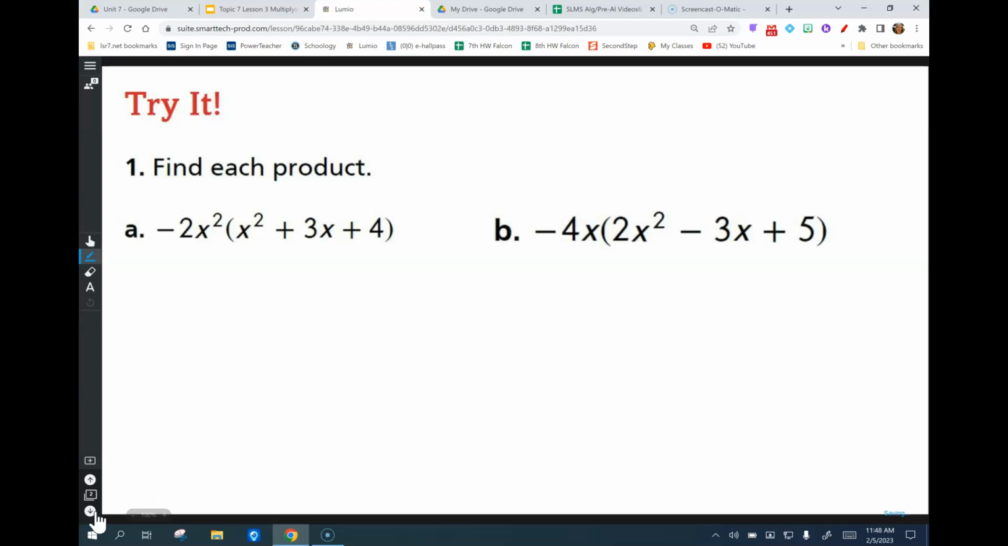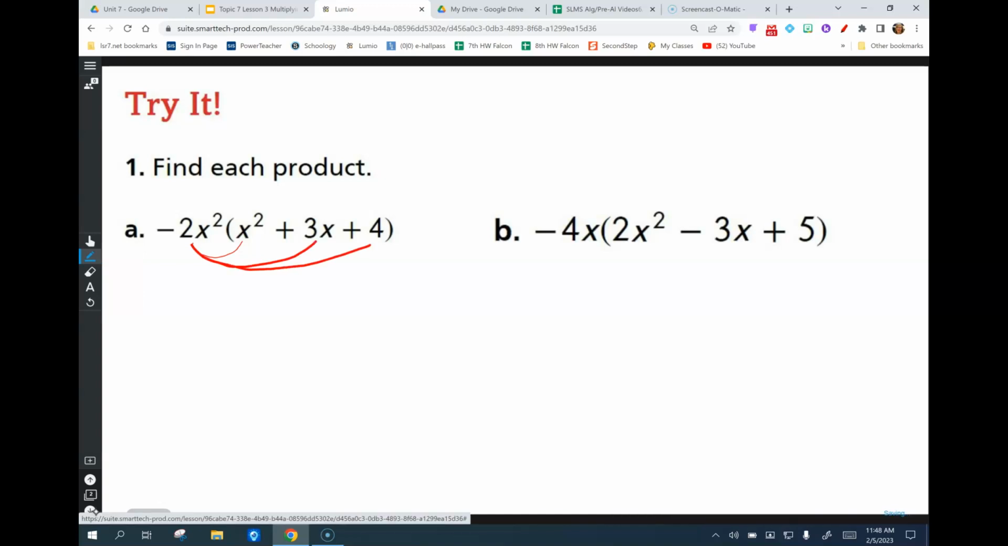So the first one we're going to look at, we're actually going to start not on the first page in your book, but on the second one. And we're going to multiply each product because I think you actually kind of know what's happening here. So look at this carefully. What does this look like? That's right, it looks like distributive property, and that's what we're going to do. We're going to take negative 2x squared times x squared, and we're going to take negative 2x times 3x.